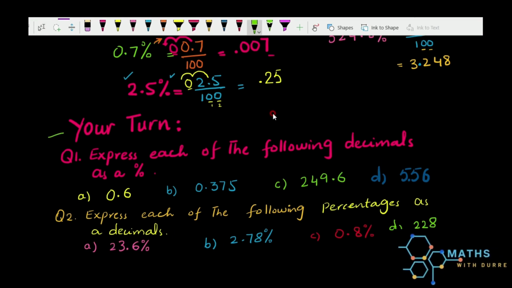Okay, now it's your turn. Take out your pencil, copy and start solving these questions. This is how you can easily convert decimals to percentages or percentages into decimals. For solving this last part, don't forget every whole number has a decimal point at the end.